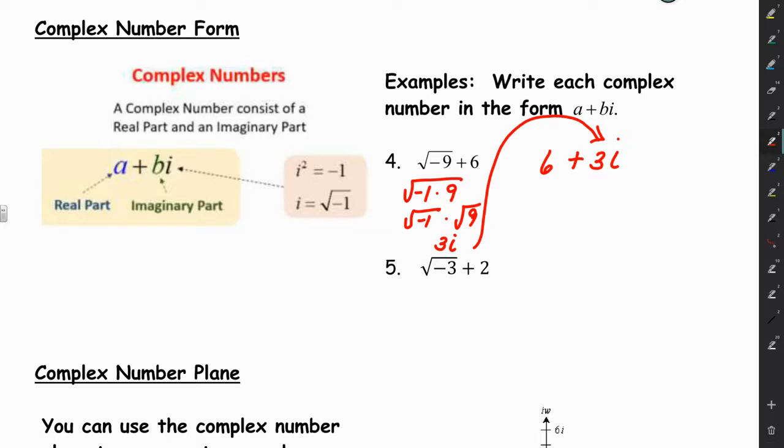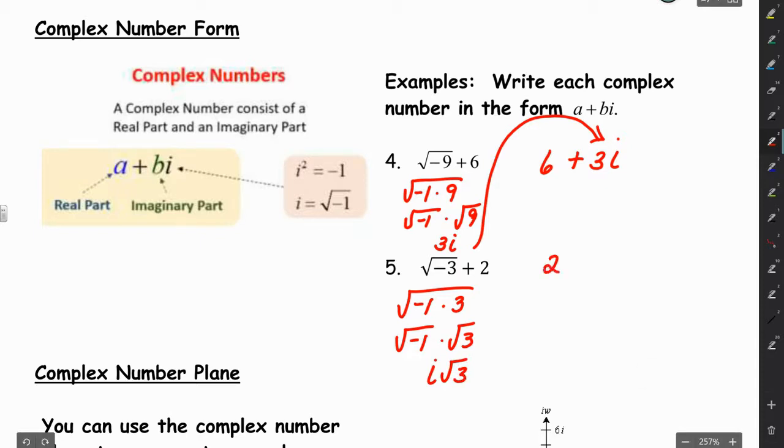That's the number 6. Okay, if we look at number 5, we have the square root of negative 1 times 3. That's the square root of negative 1 times root 3. That's i root 3. So when we write this in complex number form, we're going to put the real part first, that's 2, plus i root 3. Okay, the imaginary part comes second.